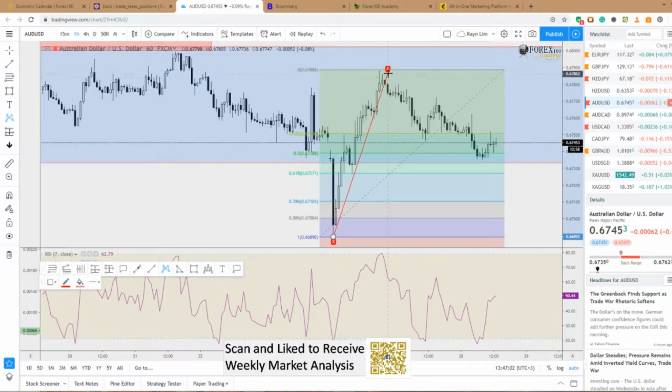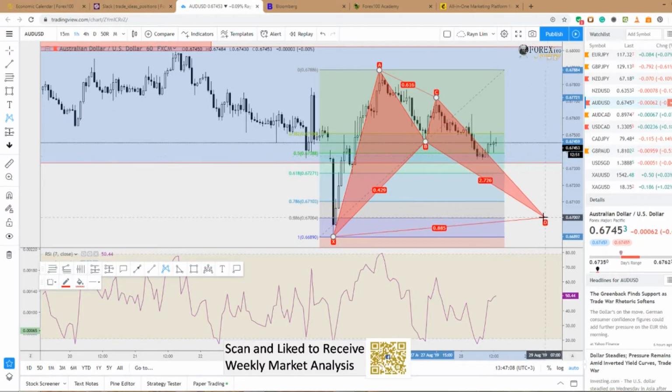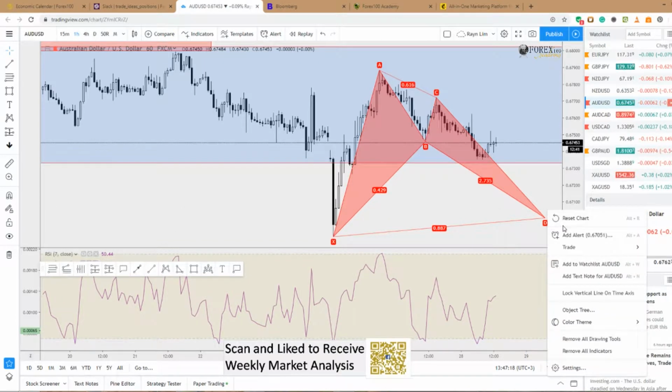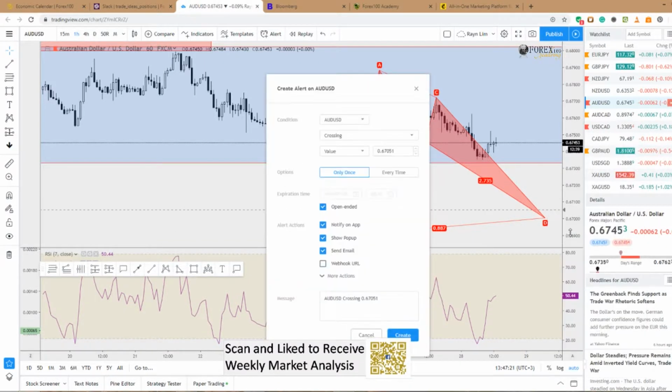X to A, A to B, BC, CD completion. Alright, so a counter trend trading opportunity once again. Very similar to the New Zealand dollar, I think. And an alert, so you get notified. H1, bat pattern, counter trend trading opportunity.